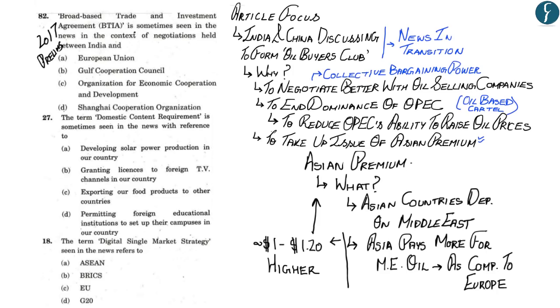Now, questions have been asked in your UPSC prelims examination, such as: broad-based trade and investment agreement is sometimes seen in the news; the term domestic content requirement is sometimes seen in the news; or the term digital single market strategy is sometimes seen in the news. And similarly, a question can be asked that the term Asian premium is sometimes seen in the news, and the question can be as to what it refers to. Now with this, we move on to the next article.